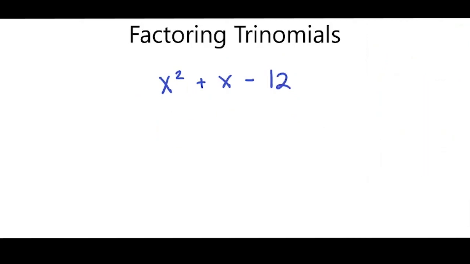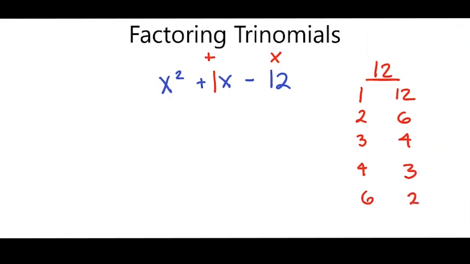So here I have x squared plus x minus 12. Remember that if you have x, that's 1x. So what I need to find is what two numbers will multiply together to be negative 12, but add together to be positive 1. So I'm going to write out my factors of 12. So I'll do 1 and 12, 2 and 6, 3 and 4, 4 and 3, 6 and 2, 12 and 1.